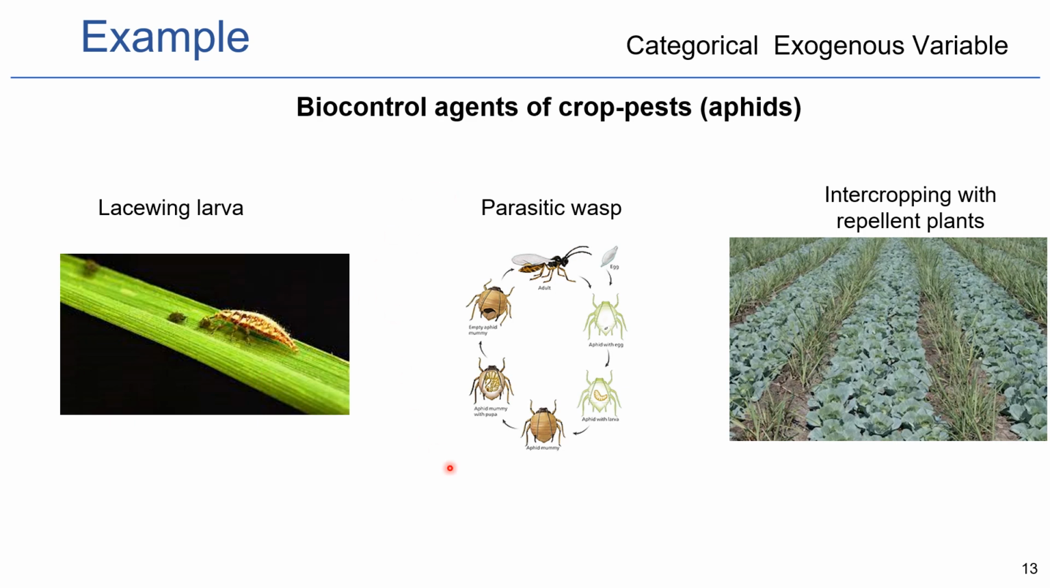And the second treatment was the absence or presence of a parasitic wasp. The wasp is a parasite of aphids. It uses their body as a host for eggs and for larvae. And the third treatment was the intercropping of aphid host plants with other companion plants, especially repellent plants like garlic or onion, because they are bad for aphid development.